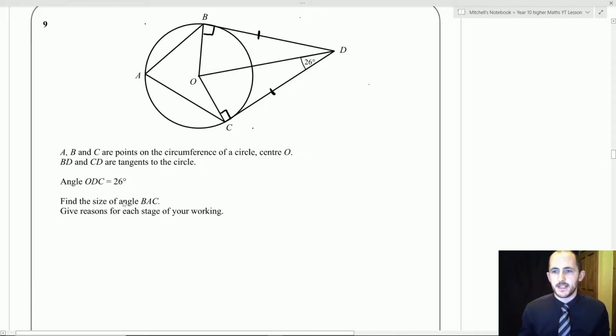Find BAC. So B to A to C is this angle here. Not bad. Pretty good. Now, can you see that this top triangle here, BOD, is identical to the triangle ODC. Identical. Because they also share this middle length. So I can start labeling that this is also 26.